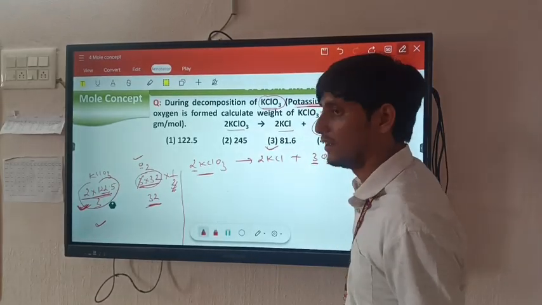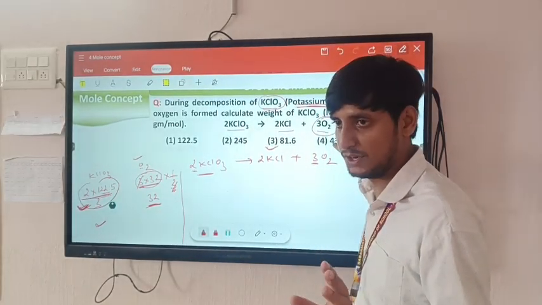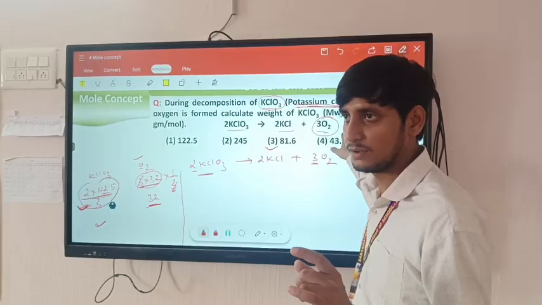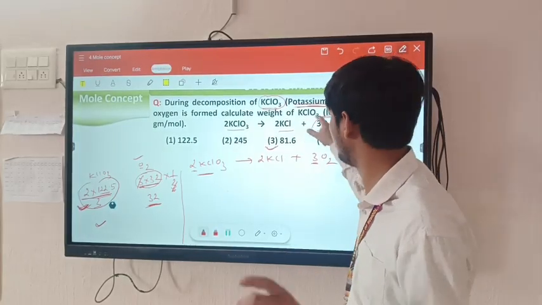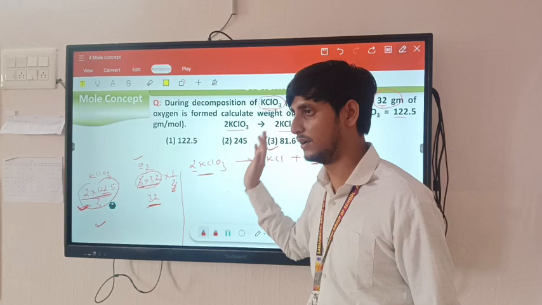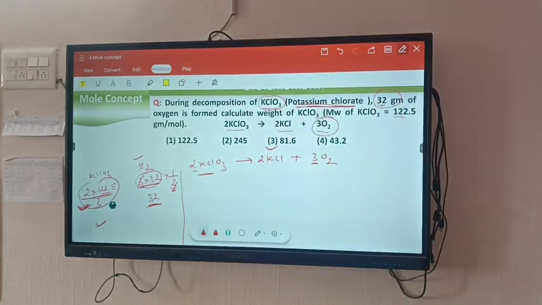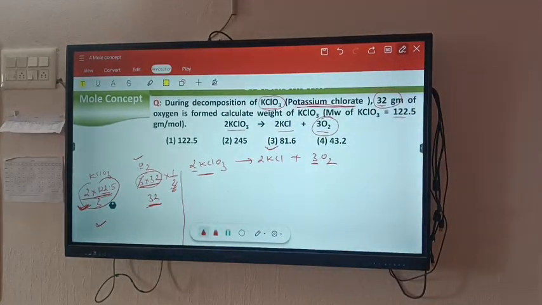Okay, now first find out the mole: 32 upon 32. First you will find the mole. By this mole you will find the weight of KClO3, right? Fine. The molar mass of KClO3 is equal to 122.5. Follow the same method.